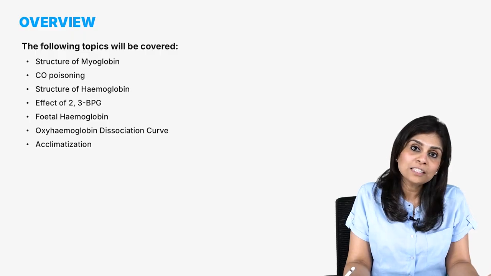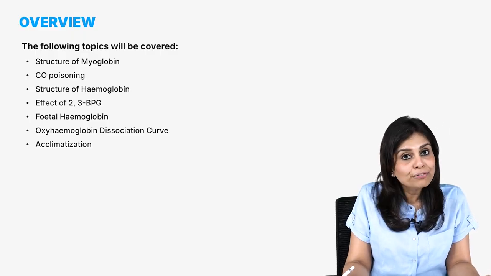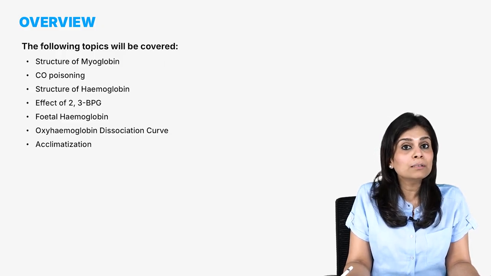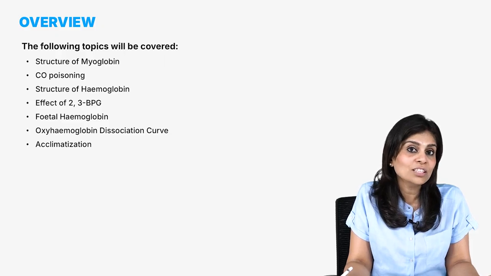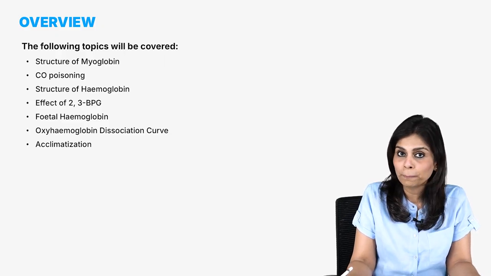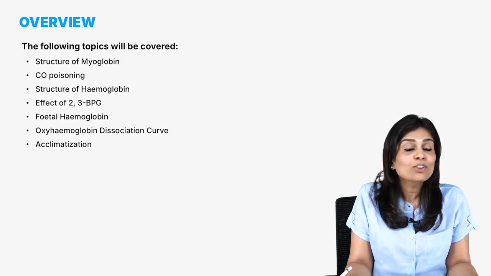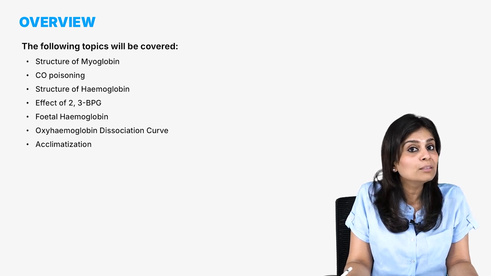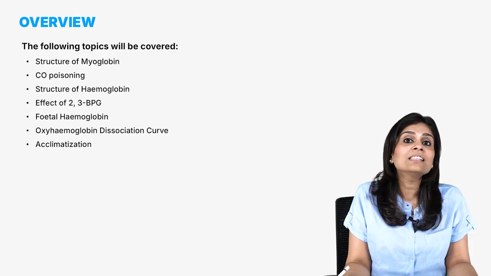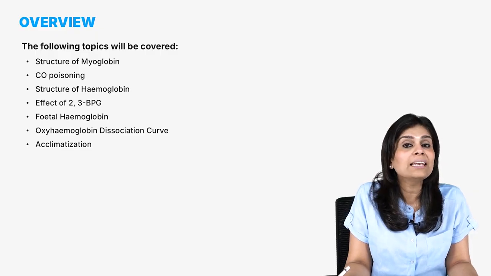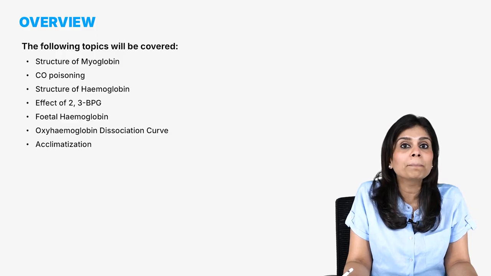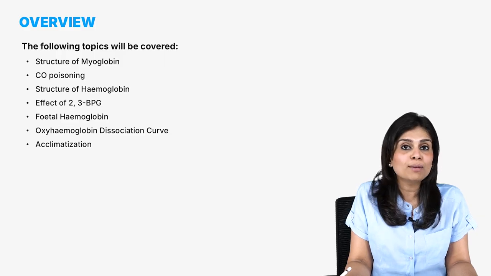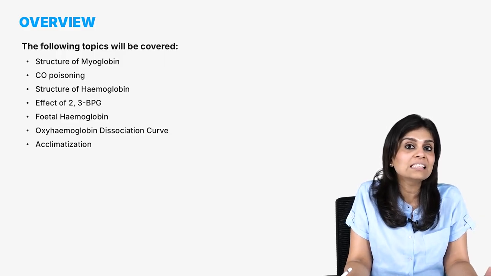Now, what is the difference between adult hemoglobin and fetal hemoglobin? Why do we always say fetal hemoglobin exhibits very high affinity for oxygen when compared to adult hemoglobin? That concept. And not just these concepts, I will also be telling you about what happens in acclimatization and what is the effect of acetazolamide in a person who quickly climbs uphill. Because we are going to learn all about the oxyhemoglobin dissociation curve in this session.